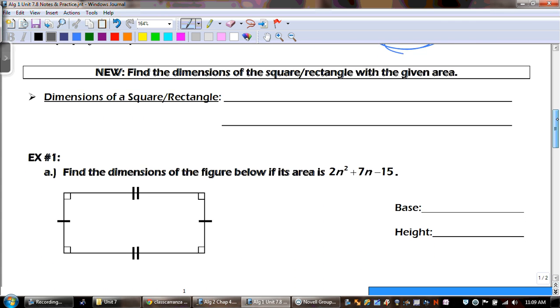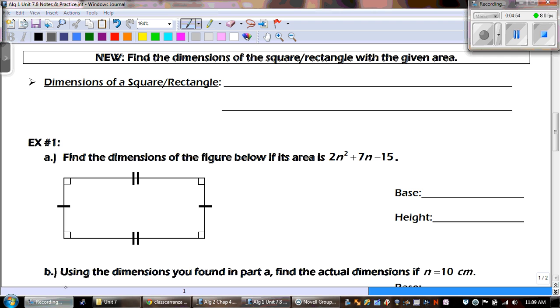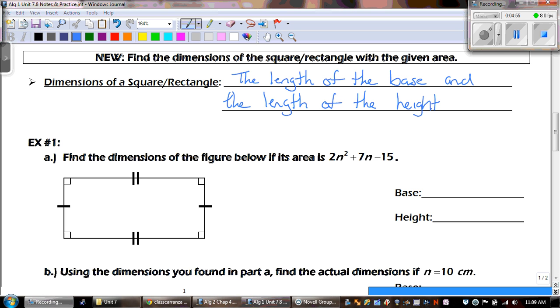All right. So what's new is now we're going to find the dimensions of a square or rectangle with the given area. Okay? And what is the area, you asked? It is the length of the base and the length of the height. Okay, so the length of the base and the length of the height. Pause the video if you need to keep writing that down.